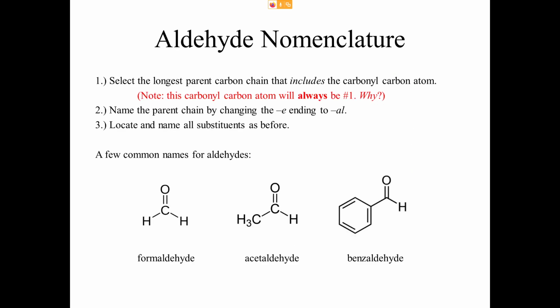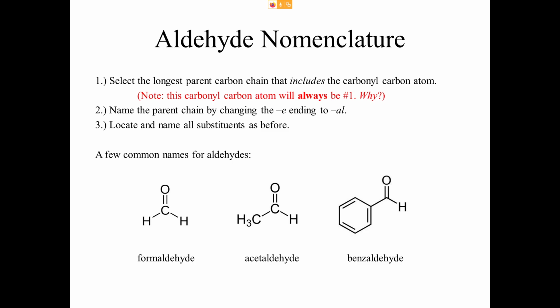Okay. So let's go over the basic rules for naming them. And it's really the same rules you've been learning all semester. We just keep adding to the top of our priority list. So number 1 has always been the same. Select the longest continuous carbon chain. But you always look for your priorities.